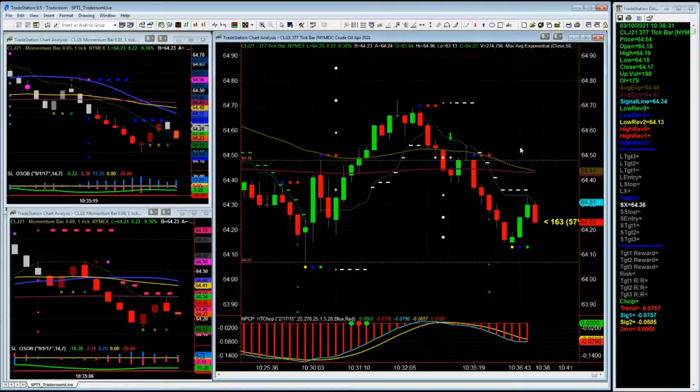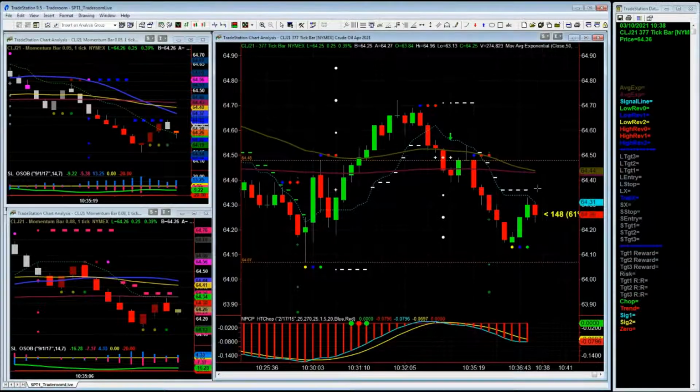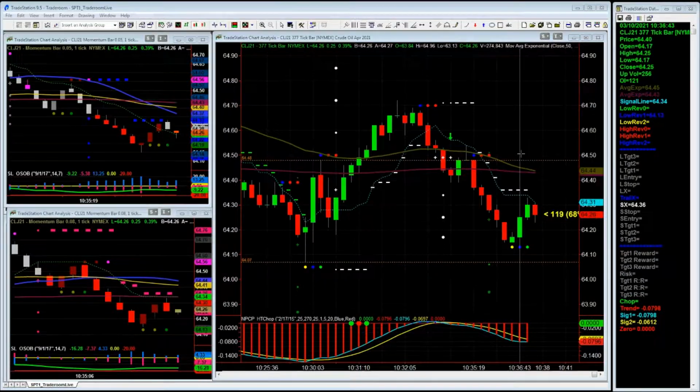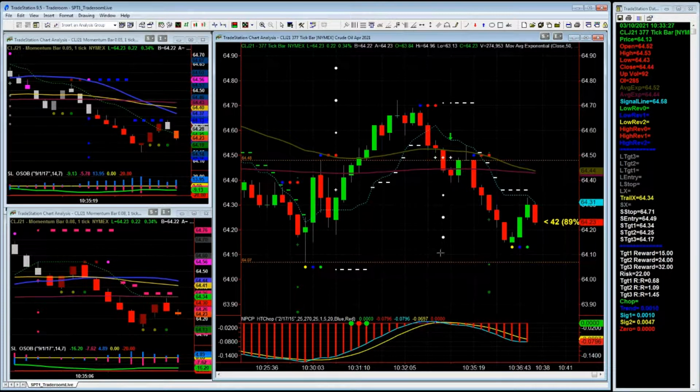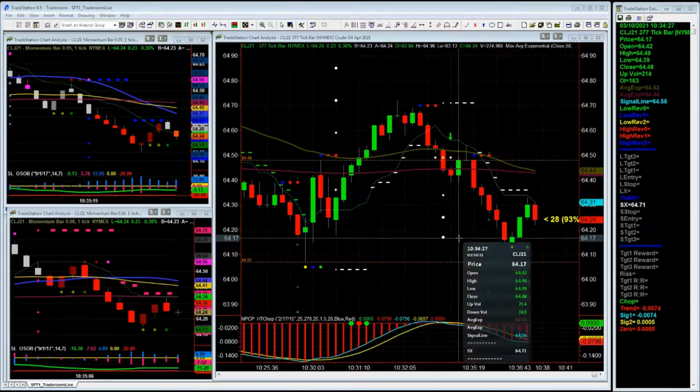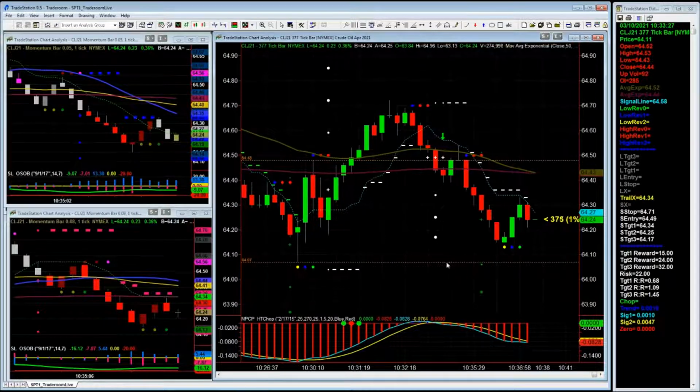Look at how that stop just parks itself, giving you a chance for a bigger move down. It may not happen, but at least you have the chance for it. It did hit target 3, though. Target 3 is a good second exit if you're trading multiple positions. Target 3 is a good one.